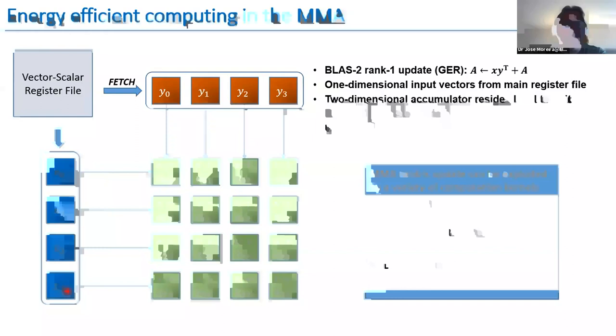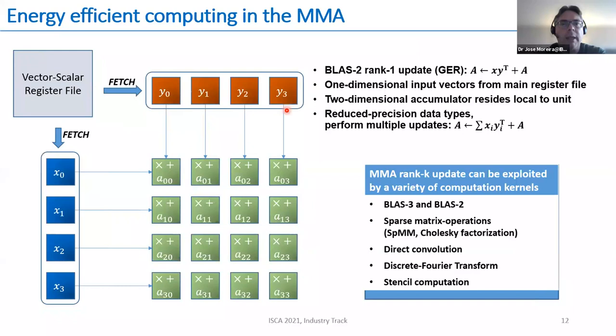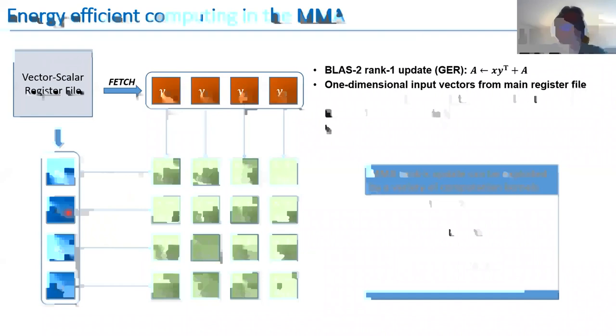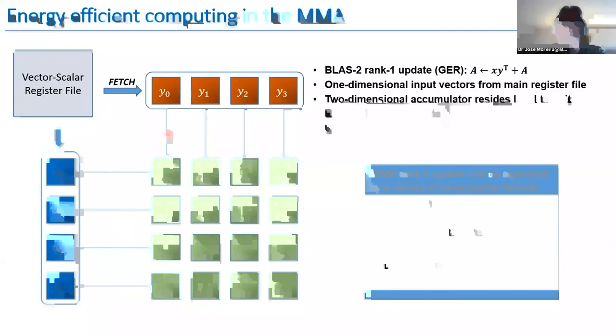So it takes one element of vector X, multiplied by every element of vector Y, and accumulates into a new register called the accumulator, and repeats that for each element of X, multiplying each element of X by all the elements of Y. So it really is an M square operation using vectors as input and updating a new matrix register that we call the accumulator.